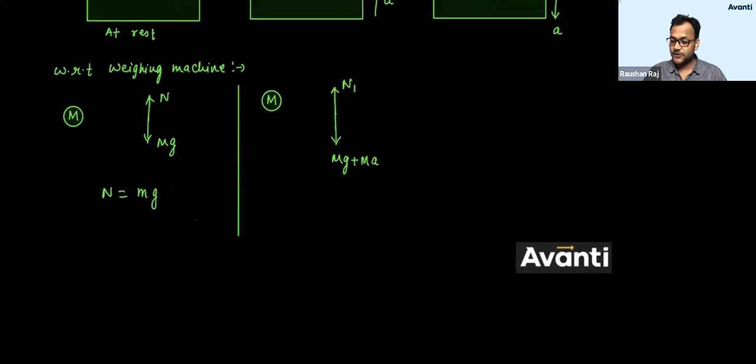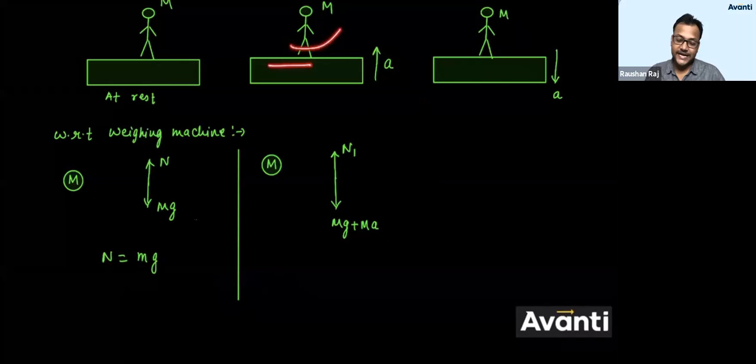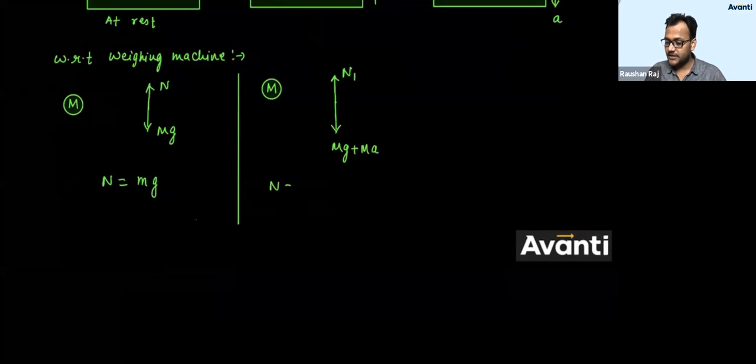So here, with respect to weighing machine, this man is not flying. This man is not accelerating at all. With respect to this weighing machine, the man is standing at rest. So the answer would be N will be equal to mg plus ma. So you can write m into (g plus a). This is the answer for second case.